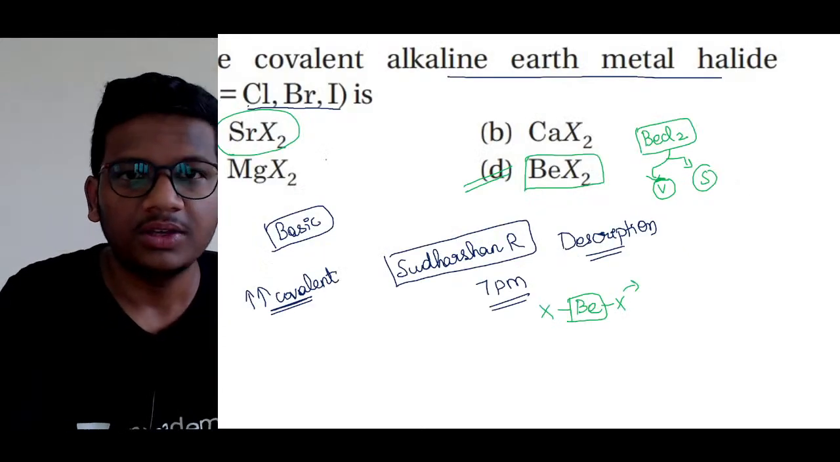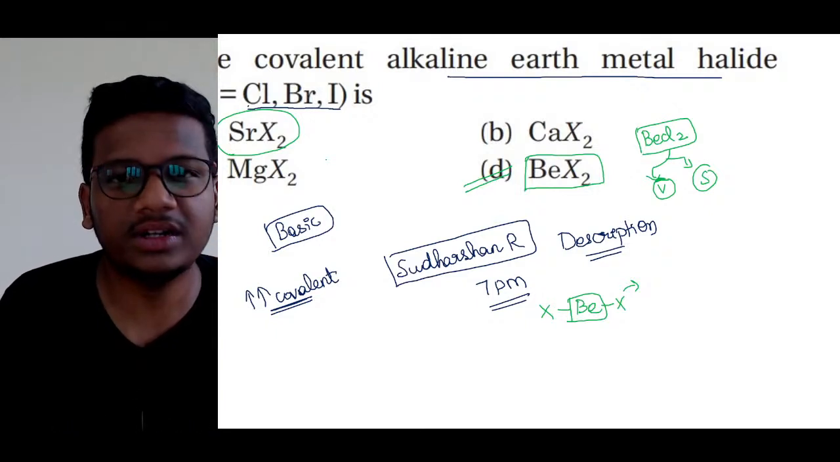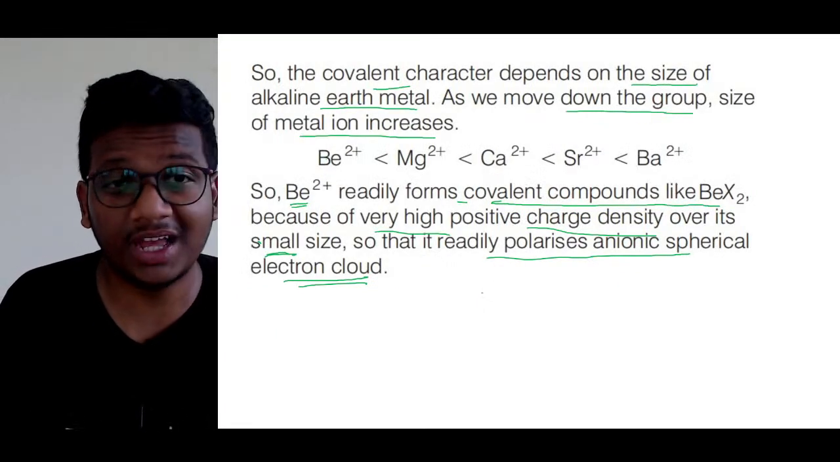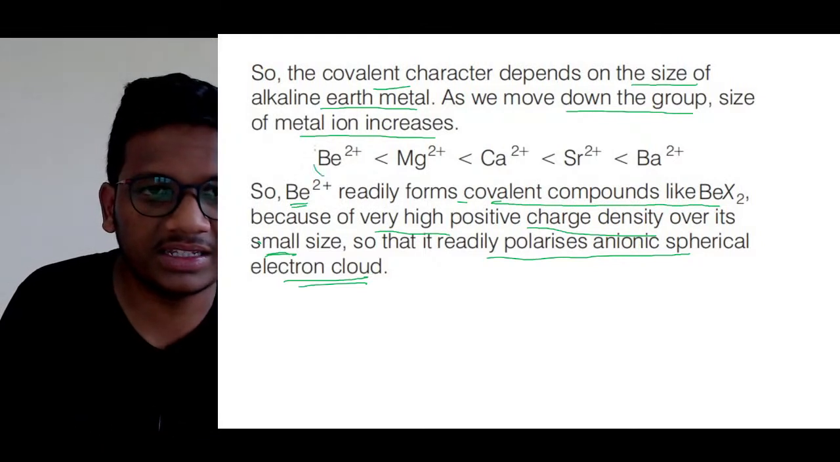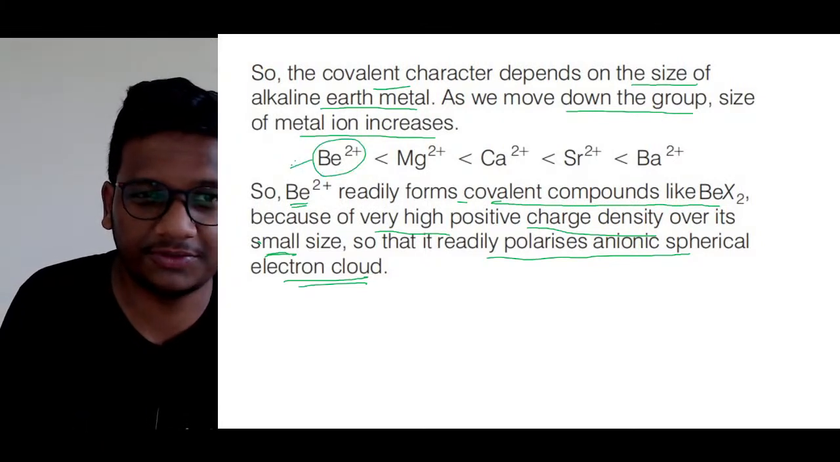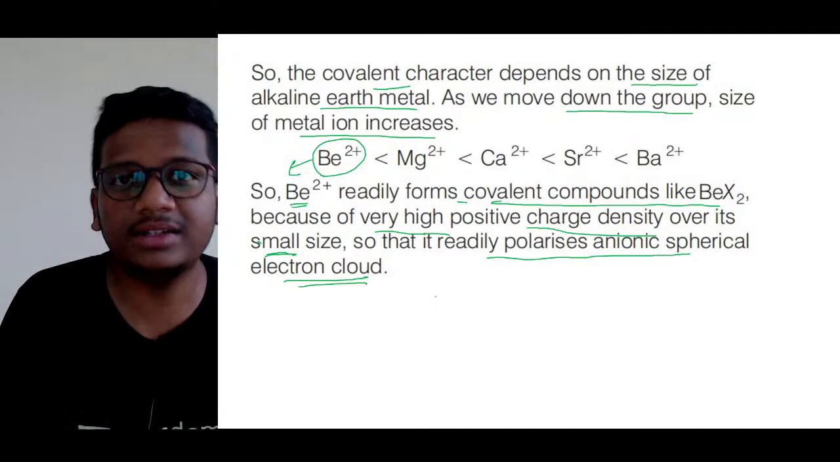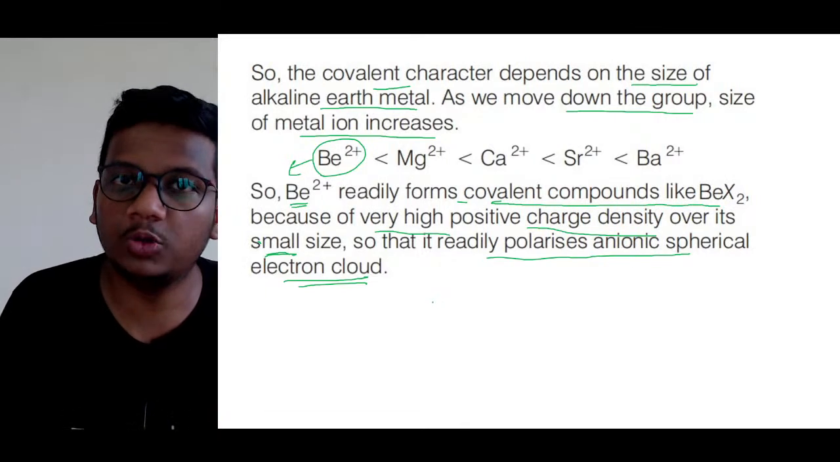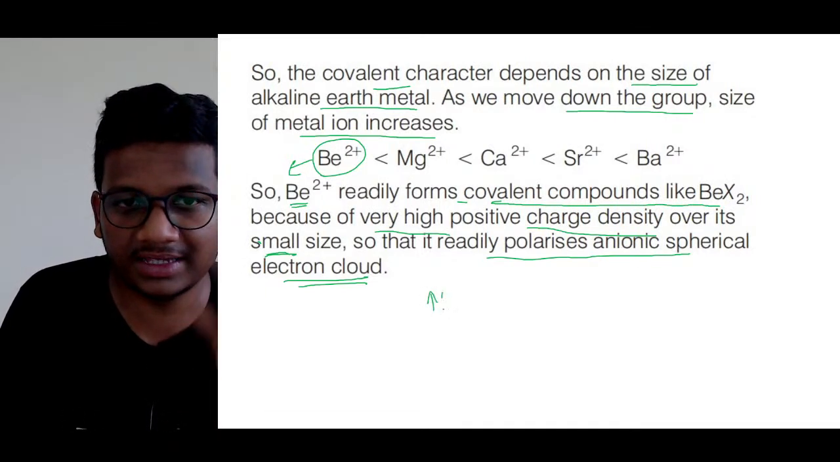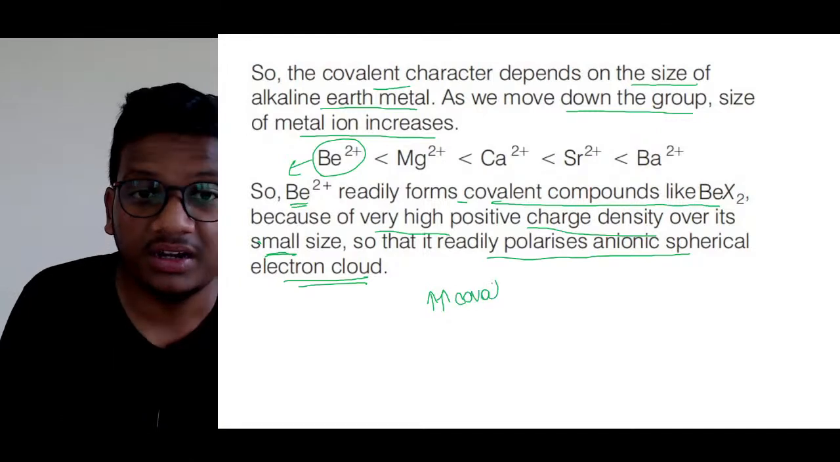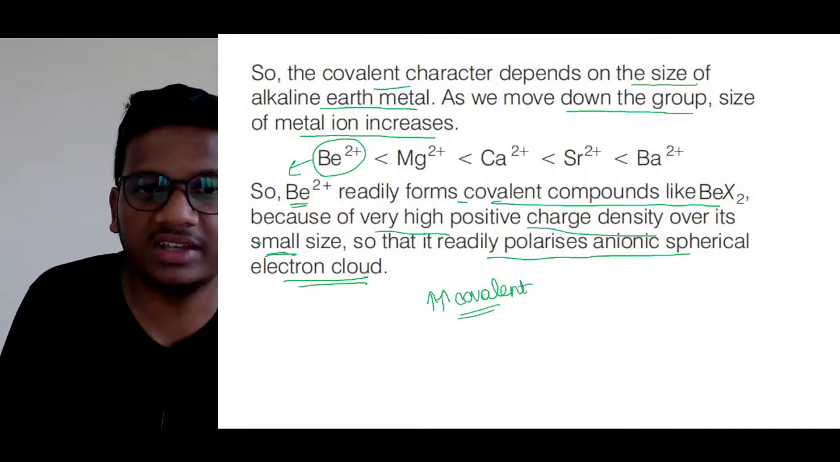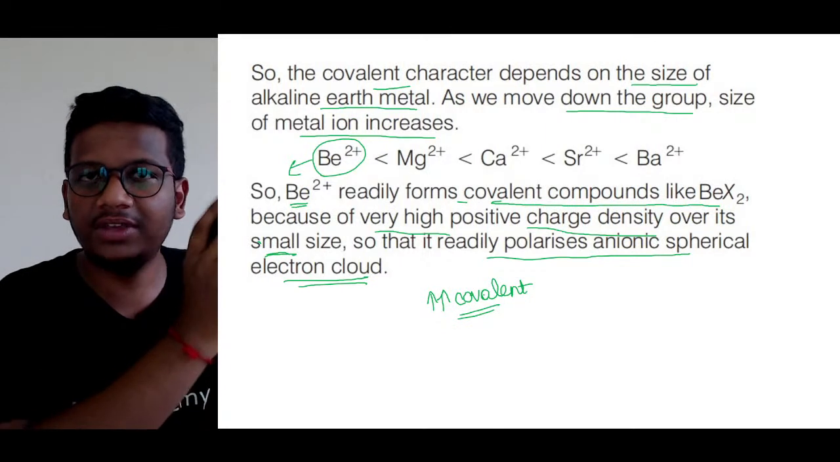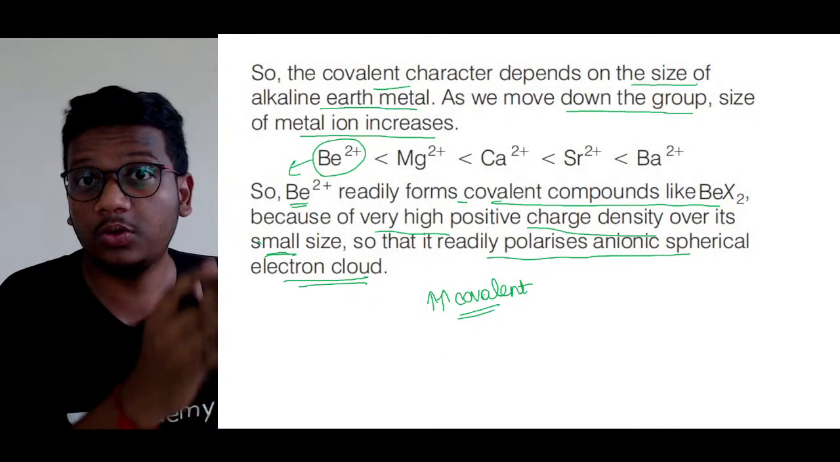So my correct answer will be Be2+, guys. Since it is the lowest in size among the alkaline earth metals, it will have the highest covalent character, right? So got it? It's very important. Note it down, guys: for the first group, the larger the size, the more the covalent character.